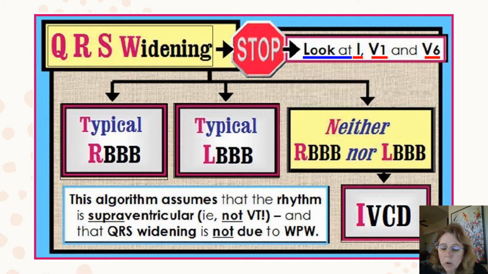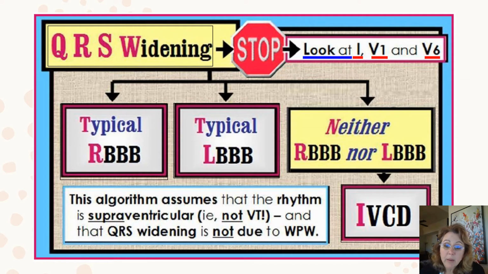So if you remember early on, we called everything normal if it was 0.12 or less. There's actually a little hair of a difference, and it's 0.11. It's greater than 0.11. So some things that are 0.12 can be bundle branch blocks, but usually they're going to be 0.14, 0.16. Very rarely is it just exactly right on 0.11. So in general, we think 0.12 and greater is a bundle branch block.